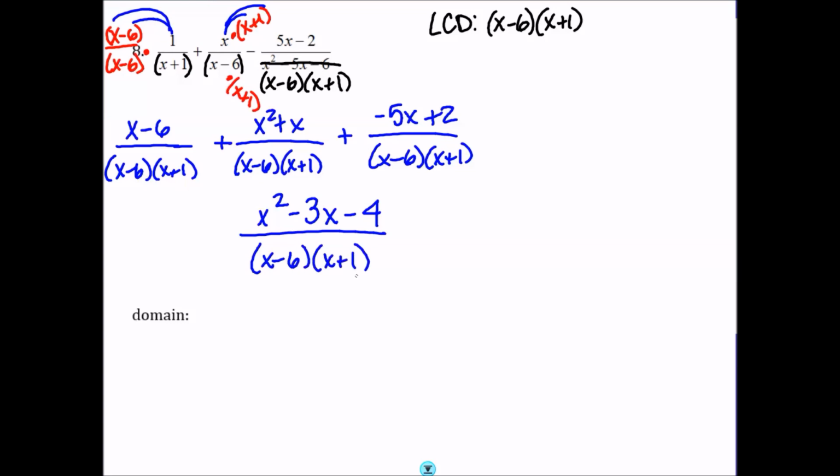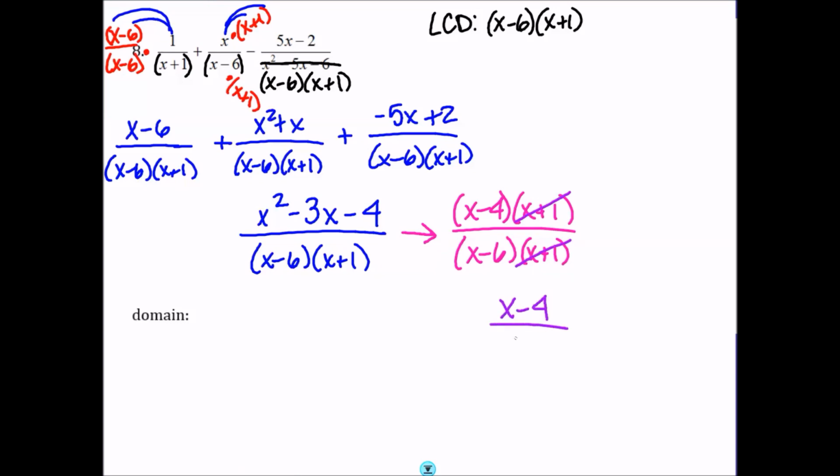So we need to check and make sure that we can't simplify this fraction anymore. So we need to go ahead and factor the numerator. So we end up with x minus 4 times x plus 1 over x minus 6 times x plus 1. So the x plus 1's cancel, and our final answer is x minus 4 over x minus 6.